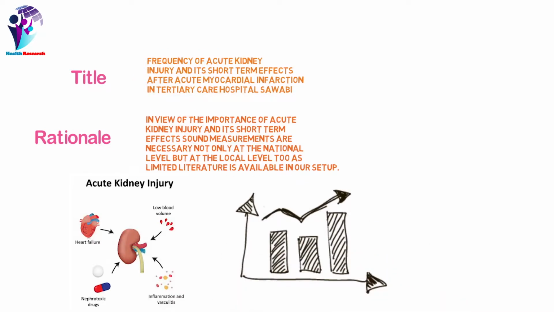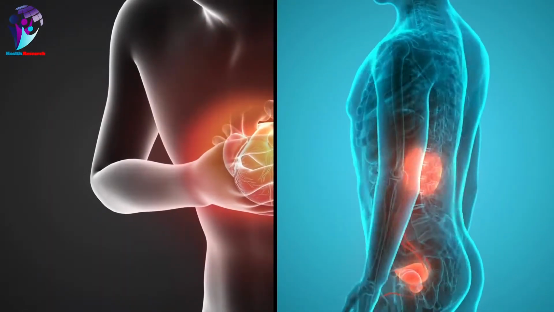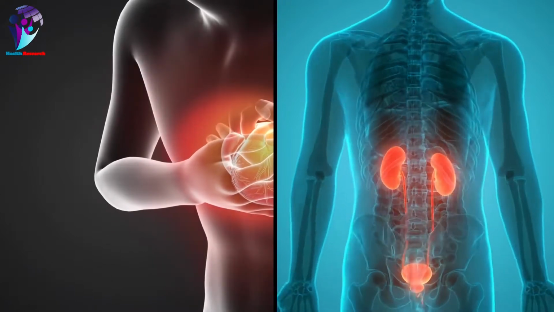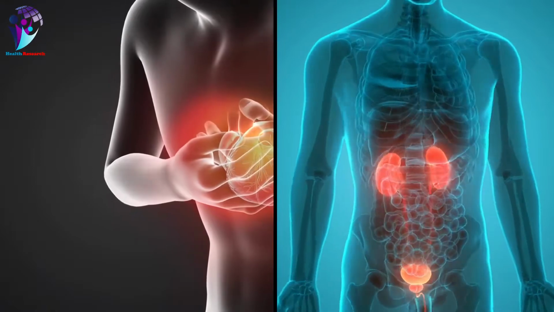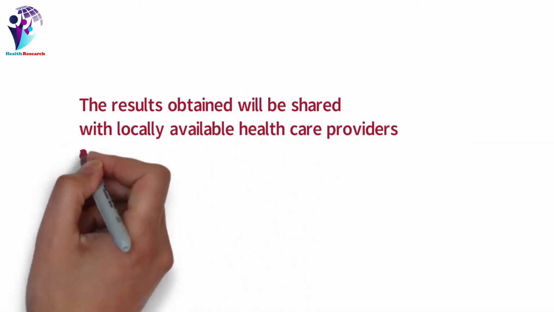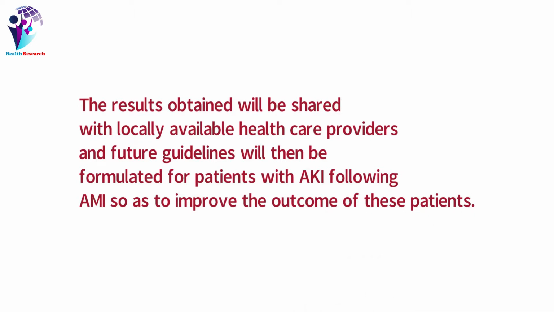This study will provide us with local statistics of the frequency and short-term outcomes of acute kidney injury after acute myocardial infarction, and delineate the optimal management strategy for patients with renal insufficiency following acute myocardial infarction. The results obtained will be shared with locally available healthcare providers, and future guidelines will then be formulated for patients with acute kidney injury following acute myocardial infarction, so as to improve the outcome of these patients.